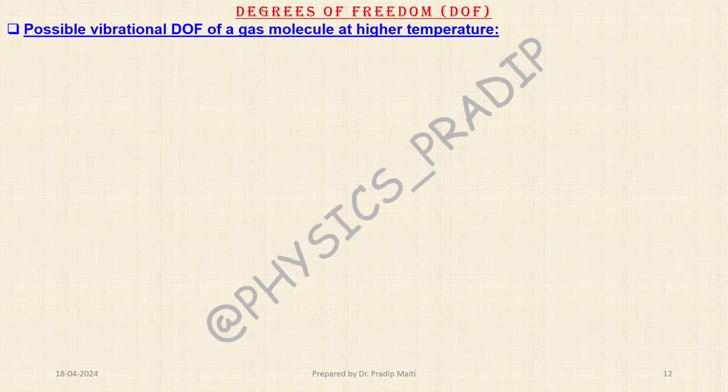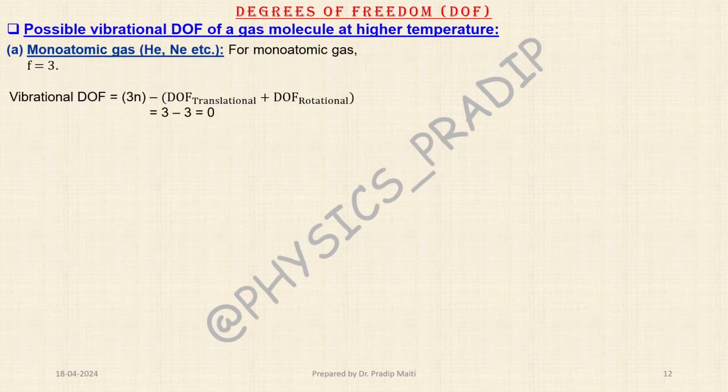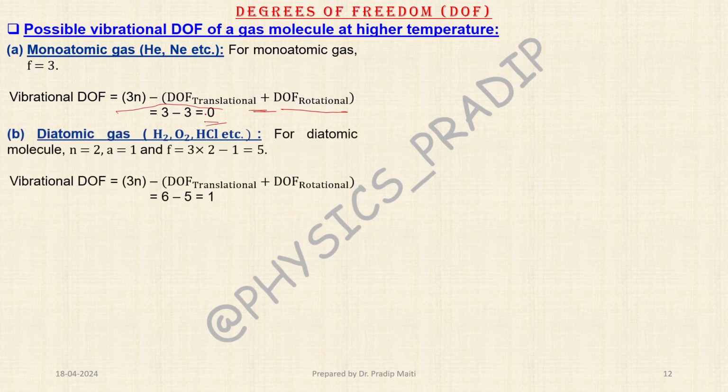Now the possible vibrational degrees of freedom of gas molecules. For monoatomic gas, as we know, monoatomic gas has only 3 degrees of freedom, and the possible vibrational degrees of freedom is given by 3n minus the degrees of freedom corresponding to translational motion plus the degrees of freedom corresponding to rotational motion. So it is 0 for monoatomic gas. For diatomic gas, the vibrational degrees of freedom is given by 3n minus the degrees of freedom corresponding to rotational motion plus those corresponding to translational motion, and it is given by 1.